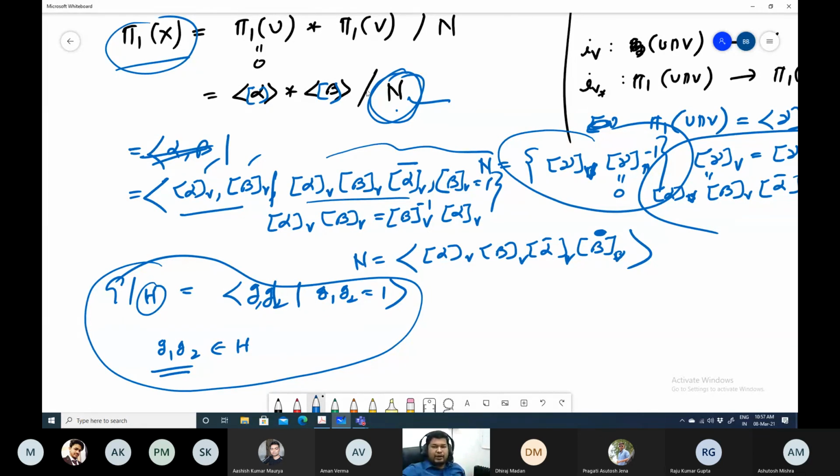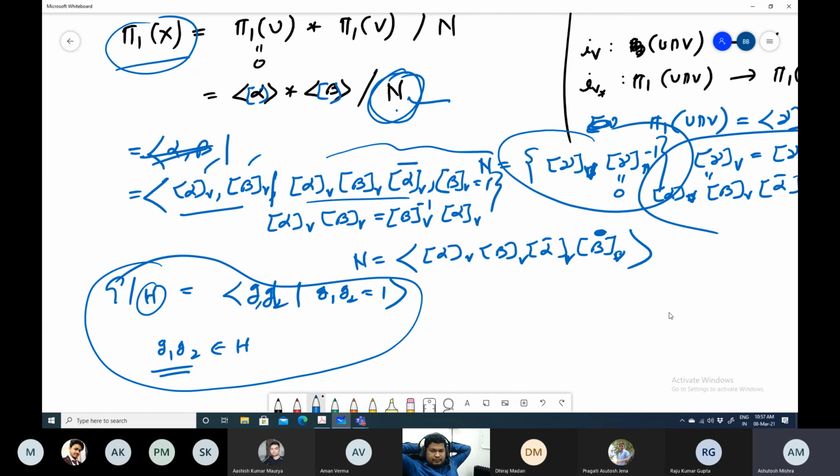Now the element of N is this one, where this is 0. So the element of this is only this, and we have seen this means this. Therefore this is identity. That is the elements of pi1 of X.